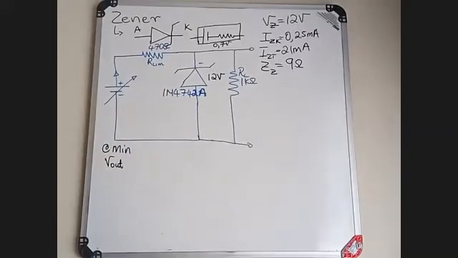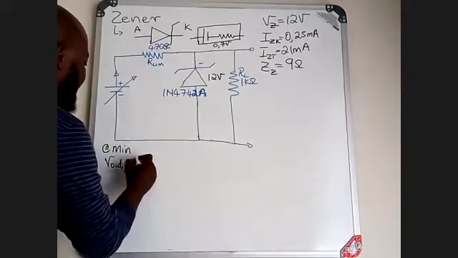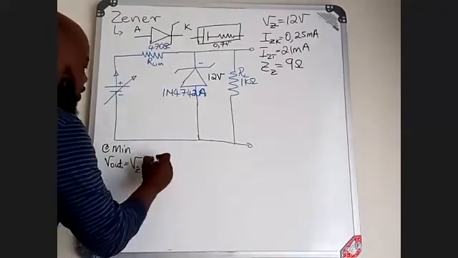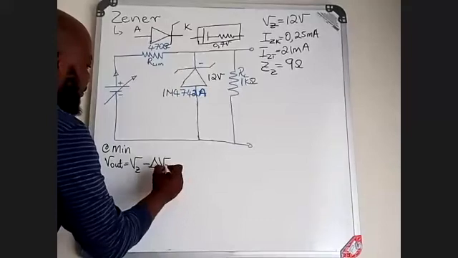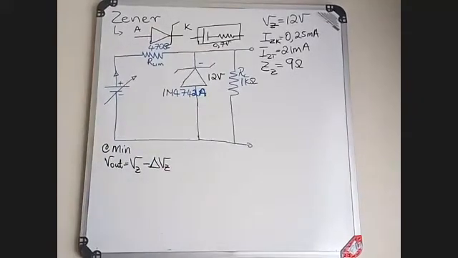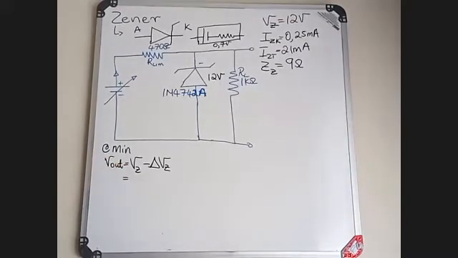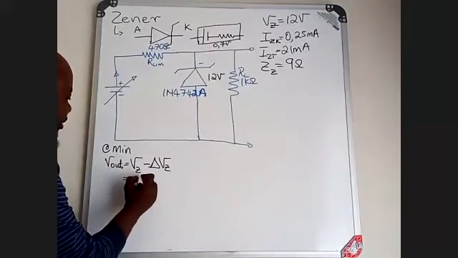In this case, your V out is given by the V of the Zener minus the change in the V of the Zener. Now, with this V out, what is your Zener voltage? You will see that your Zener voltage is given as 12 volts.